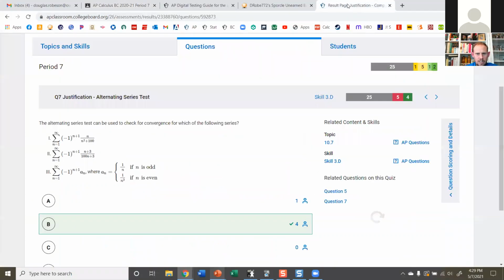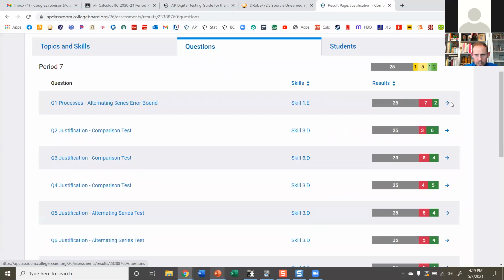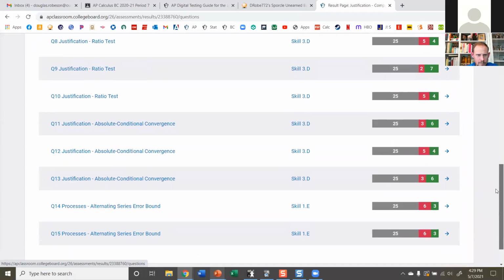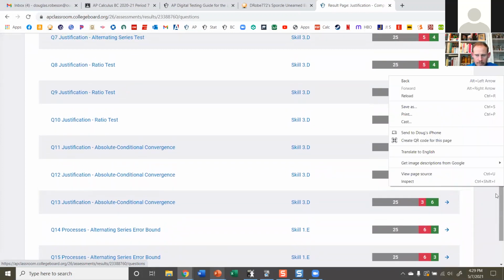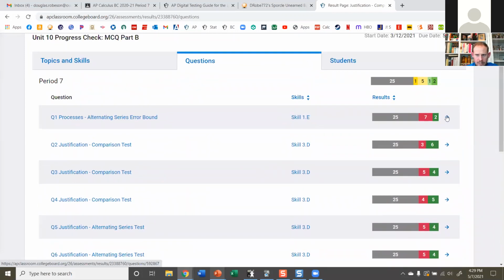Let's go check out the multiple choice. All right. So I was starting to look at some of these. Looks like the alternating series ones were the troublesome ones. A lot of them you did pretty well, like the ratio test here did pretty well. Let's look at this guy.